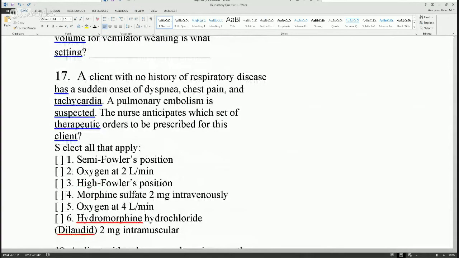That's a good one to know, just in case. But don't worry, Christy, you get a fun one. Select all that apply. Oh, yay. A client with no history of respiratory disease has a sudden onset of dyspnea, chest pain, and tachycardia. Pulmonary embolism is suspected. The nurse anticipates which set of therapeutic orders to be prescribed for this client? Select all that apply.